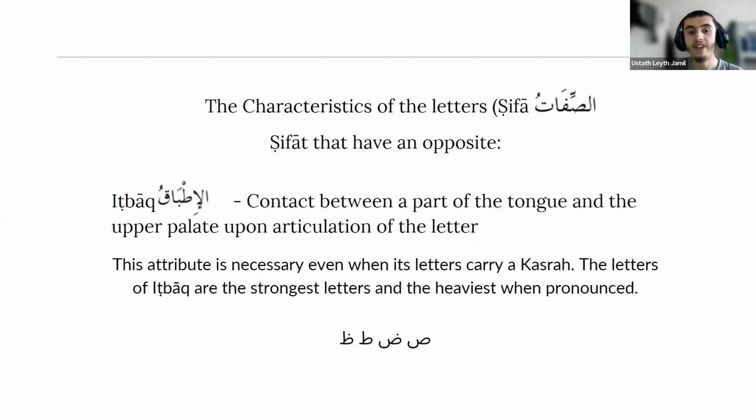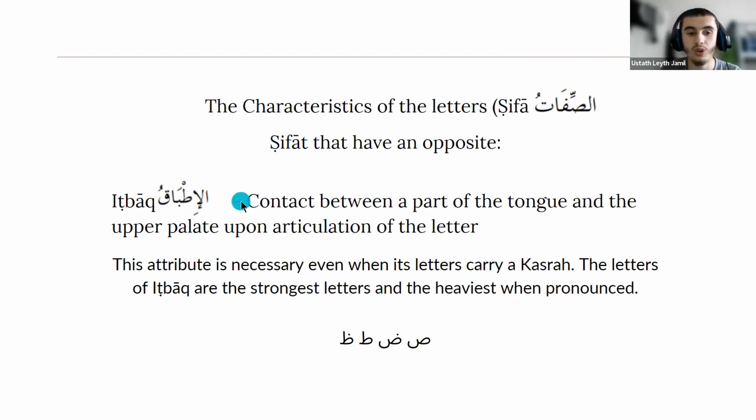Then the next one, this is a big one, Al-Itbaq. So the contact between a part of the tongue and the upper palate upon articulation of the letter. Yeah. As you can see, a lot of this is very familiar with the Makharij as well. So for those of you who did the Makharij with me last week, this shouldn't be too hard. Sorry.